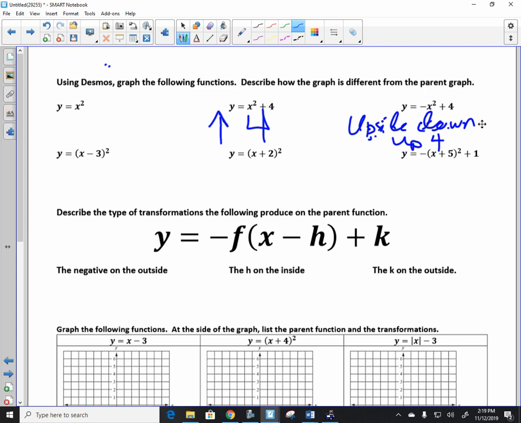Very good. Upside down and up 4 for that one. Anybody want to guess what the next one does? I'm getting a wide guess. Anybody else? Super thin?